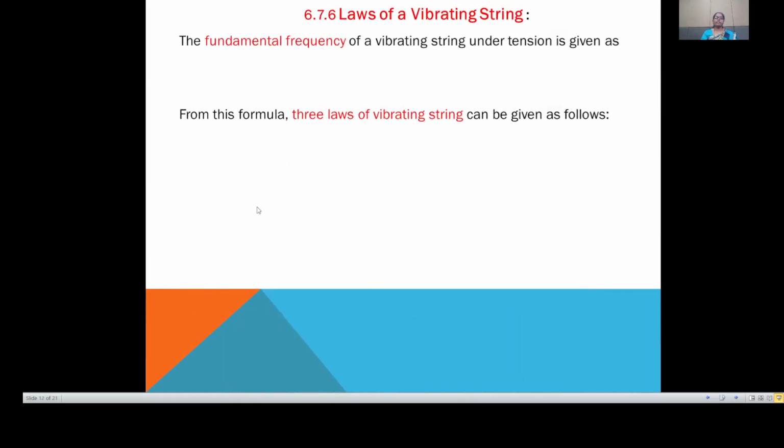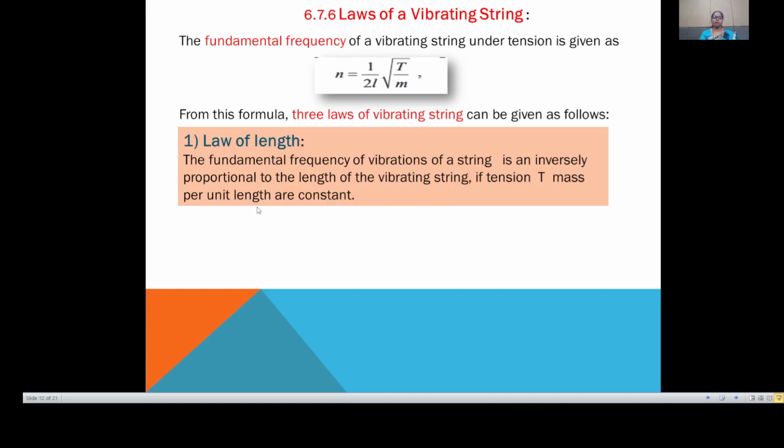Next point is laws of vibrating string. The fundamental frequency of a vibrating string under tension is given by N is equal to 1 upon 2L root T divided by M. From this formula, three laws of vibrating string can be given as follows.